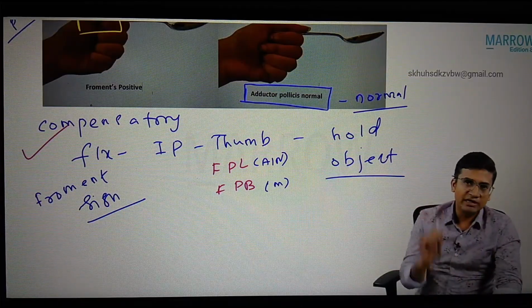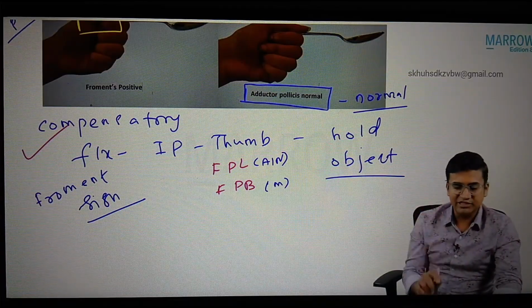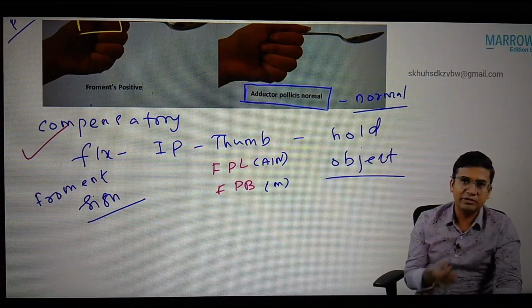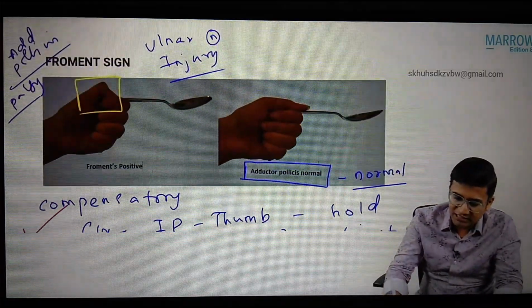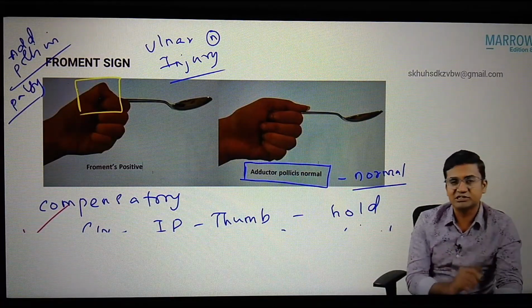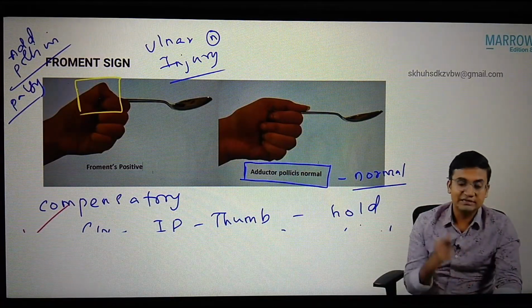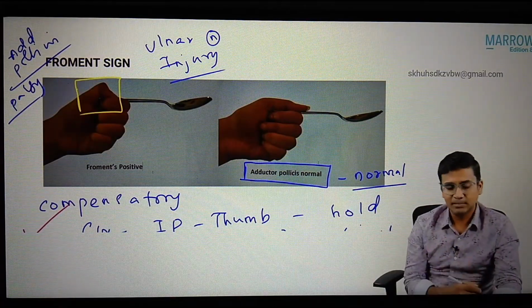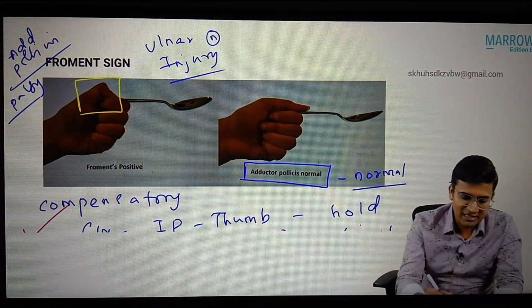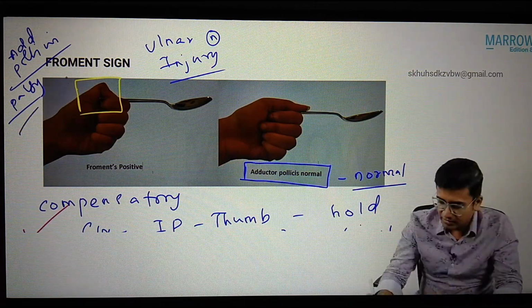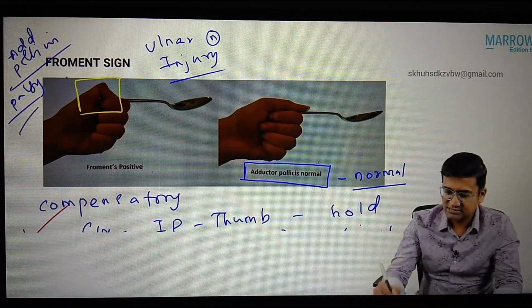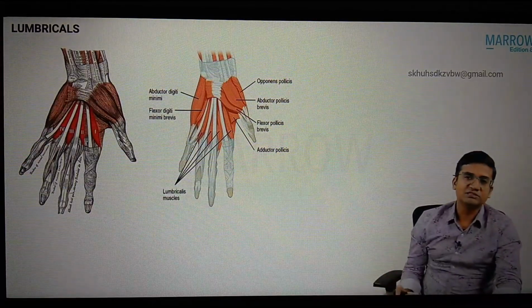So, the point is, even in ulnar nerve injury, the patient holds the object. The patient holds the paper. The point is how he is holding. In ulnar nerve injury, you see the compensatory flexion of the thumb and then he holds. That sign is called Froment sign. Okay, so Froment sign, Froment test, ulnar nerve. Which muscle? Adductor pollicis muscle. Please don't forget.